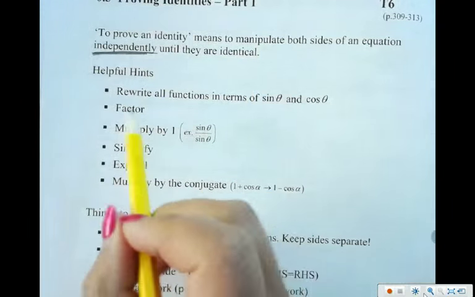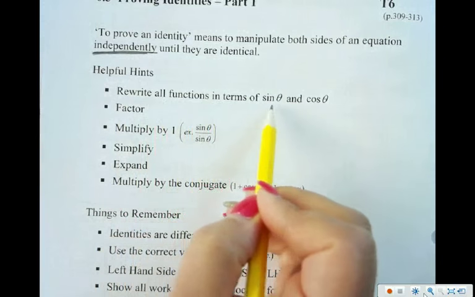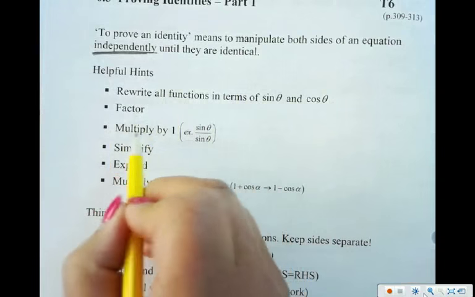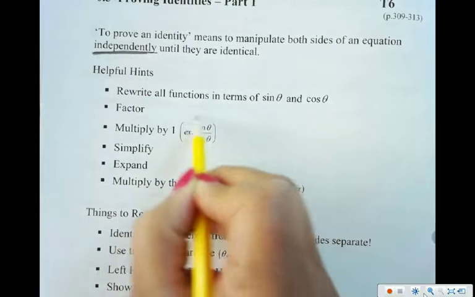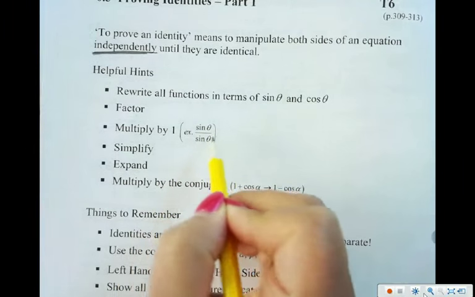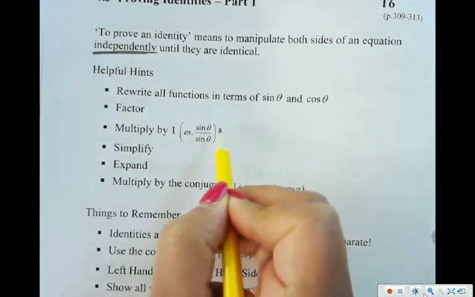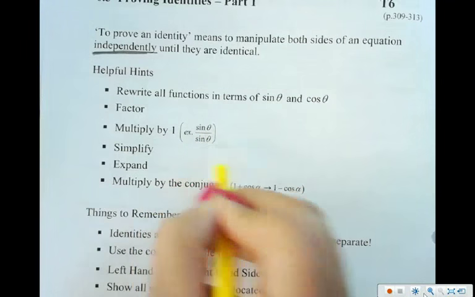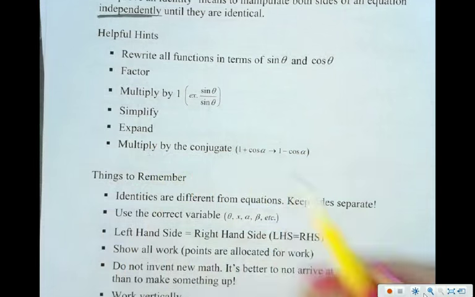Okay, so here are some helpful hints. You're going to rewrite all functions in terms of sine theta and cos theta. You're going to factor. You might have to multiply by 1, and that means you create a multiplier that's going to help you, so sine over sine or cos over cos or something like that. You're going to simplify, expand, and multiply by the conjugate.